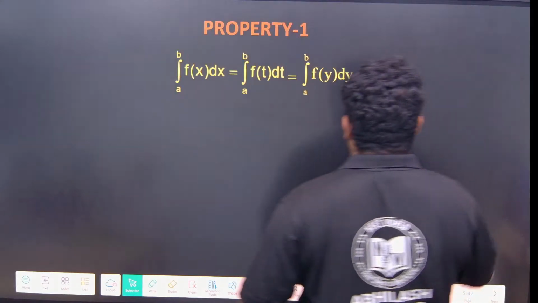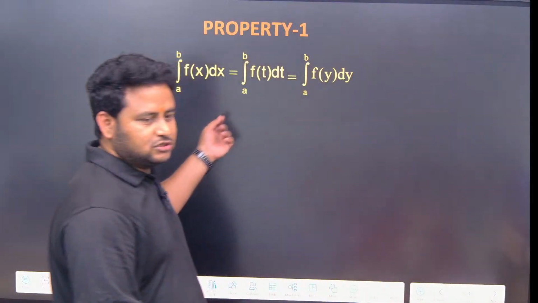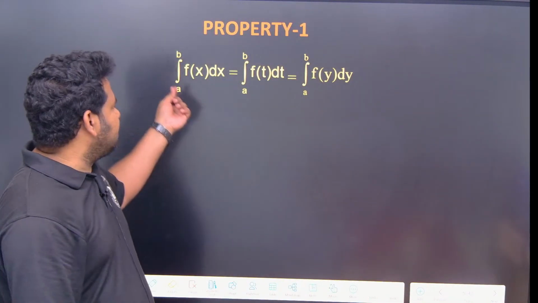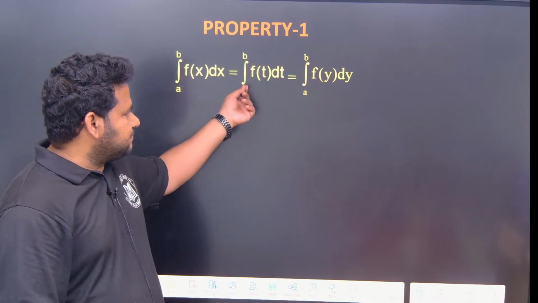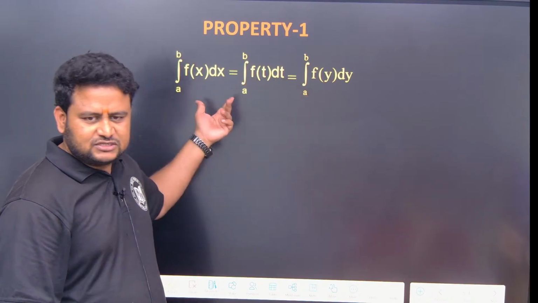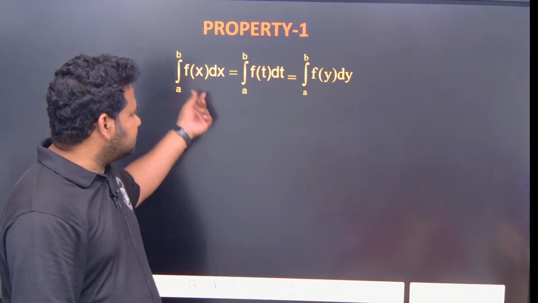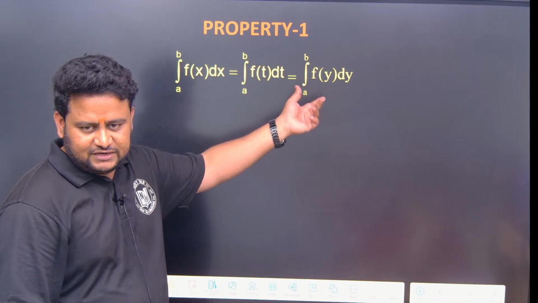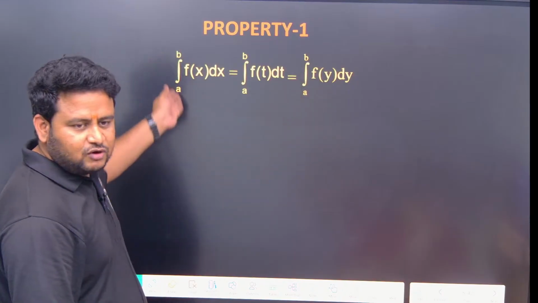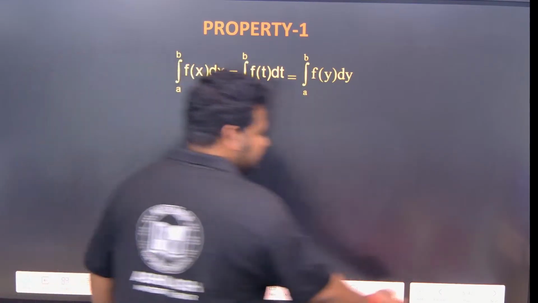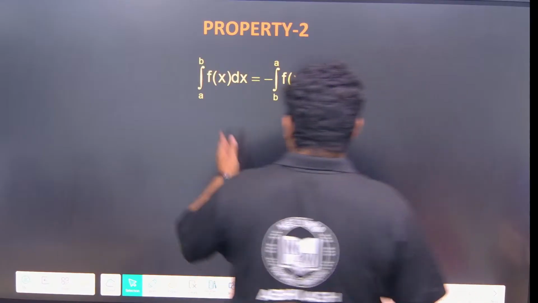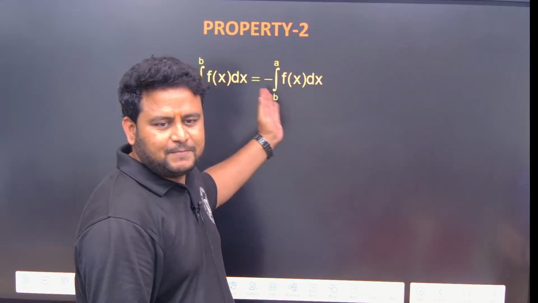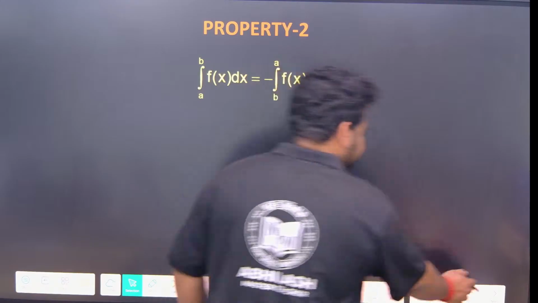So this is the first property which we told. If the variable changes, the value does not change. Integral of a to b f of x dx is nothing but the integral of f of t dt or f of y dy. It does not matter whether it is f of x dx, f of t dt, f of y dy, f of u du, or f of v dv, if the bound is a to b. Next, if a to b becomes b to a, it will have a minus sign.